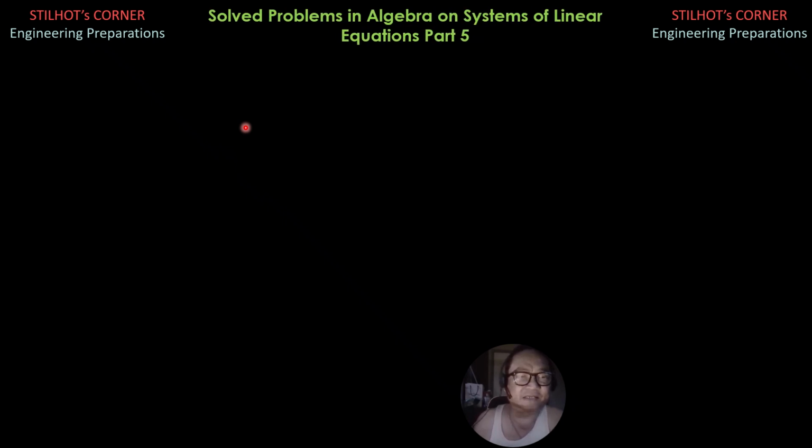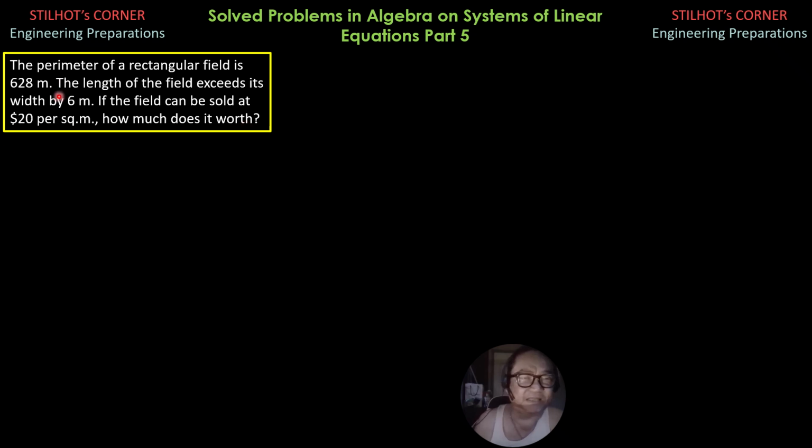So here is the first problem. The perimeter of a rectangular field is 628 meters. The length of the field exceeds its width by 6 meters. If the field can be sold at $20 per square meter, how much is it worth?